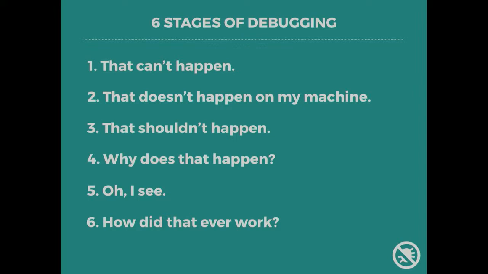I mean, I've been developing for probably close to 15 years, and I have written a lot of crappy code, and I'm sure we all have. And that question, how did that ever work, has come across my mind a lot, probably. Specifically from support requests or clients that are complaining that something doesn't work. And so I go through these stages like, that can't happen, there's no way, that doesn't happen on my machine, that shouldn't happen, number three.